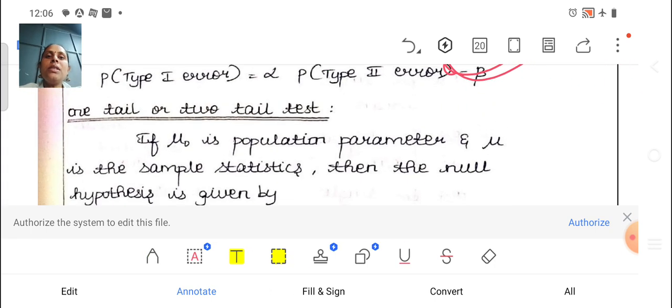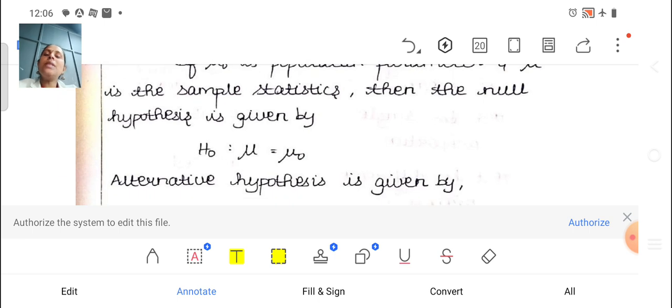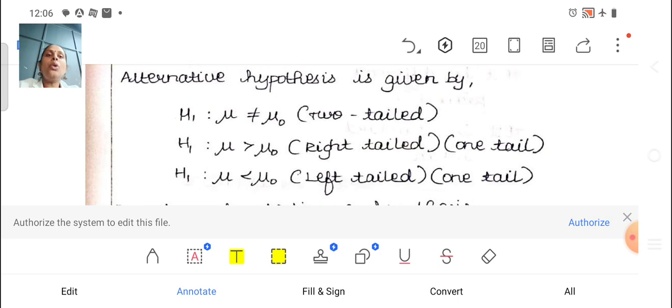Next one is one tail and two tail tests. It depends upon the alternative hypothesis. H naught says there is no significant difference. H1, the complement of H naught, is the alternative hypothesis, which is not equal to, or greater than, or less than. If it is not equal to, it is a two tail test. If it is greater than, it is a right one tail test. If it is less than, it is a left one tail test. Okay, so these are the basics for the statistical hypothesis.